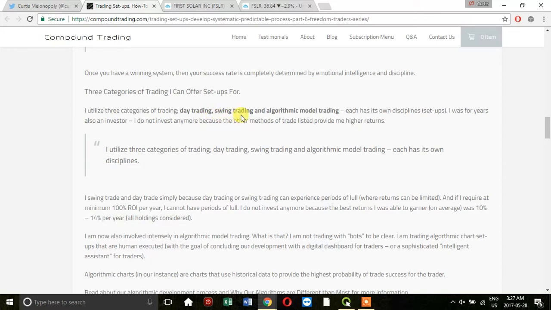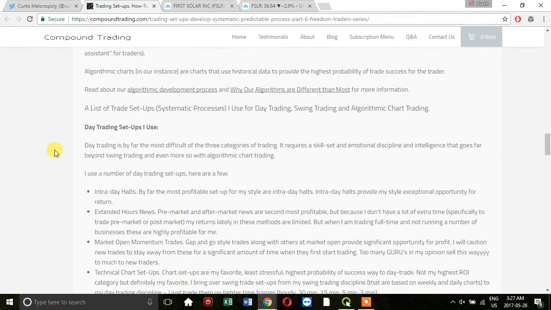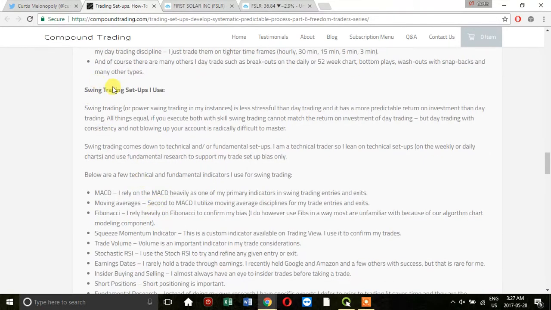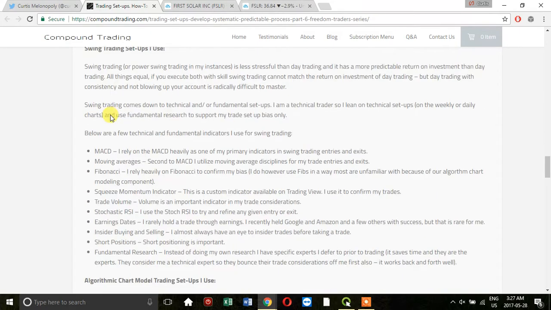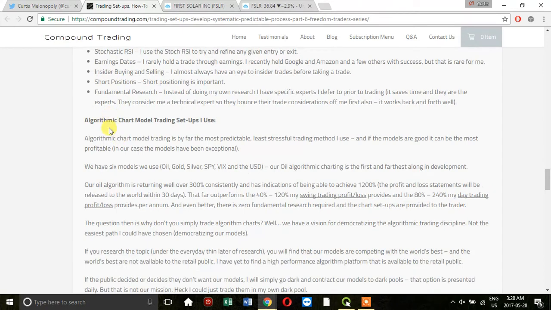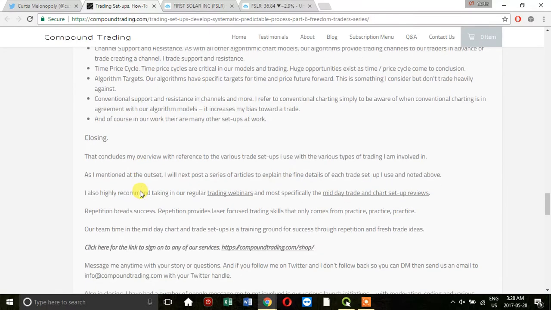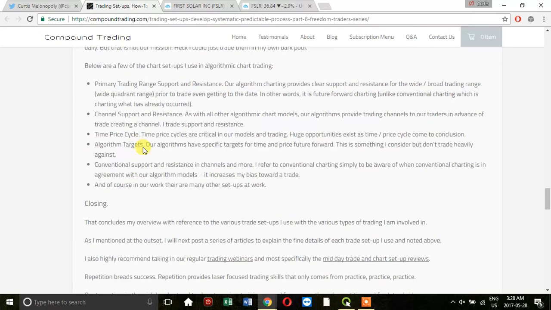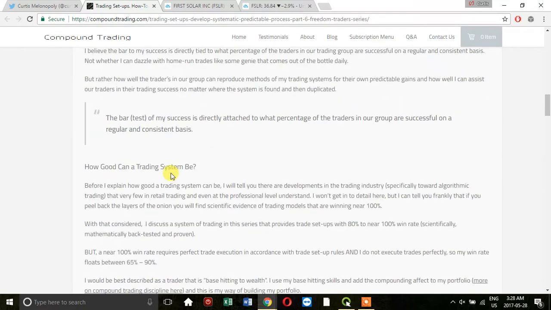But you'll find that the processes or the setups that I use for day trading and swing trading are really predictable, and they can be duplicated. So it goes through a list of setups I use for day trading here. It goes through a list of setups I use in swing trading, which can also and are also used in day trading. And then it goes through the setups I use for algorithmic model trading. And then basically in closing, it just says that I'm going to get very specific about these different setups. So this is the first video in that setups series.